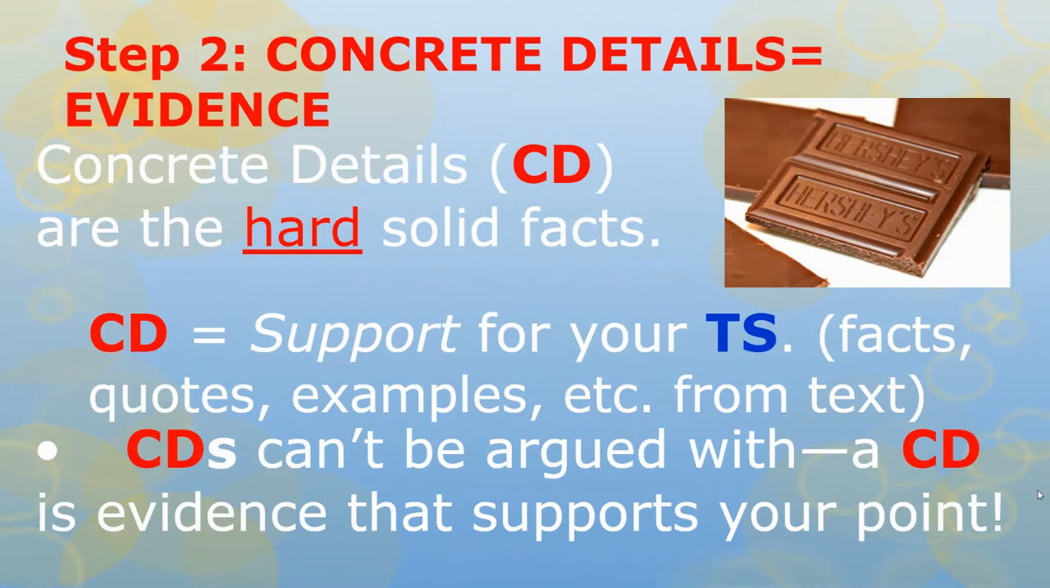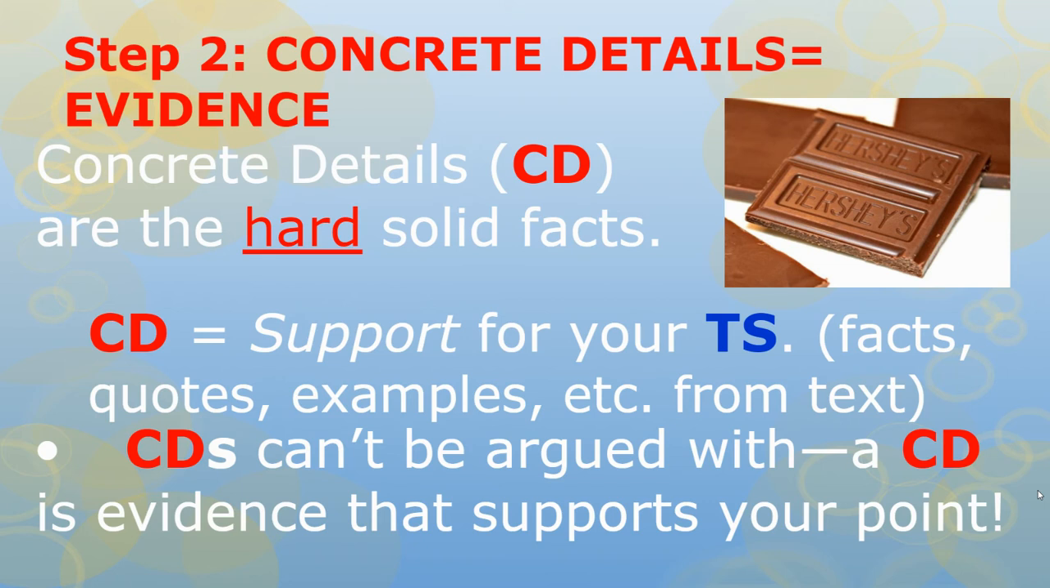The second step in effective paragraph writing is to include evidence. Now that you have made your claim in your topic sentence, we want to back that up. Concrete details are the hard, solid facts. This is what you rest your claim upon. So like in a s'more, the chocolate is that solid piece that's in the middle and supporting it. It gives it flavor. Your concrete detail is the support for your topic sentence.